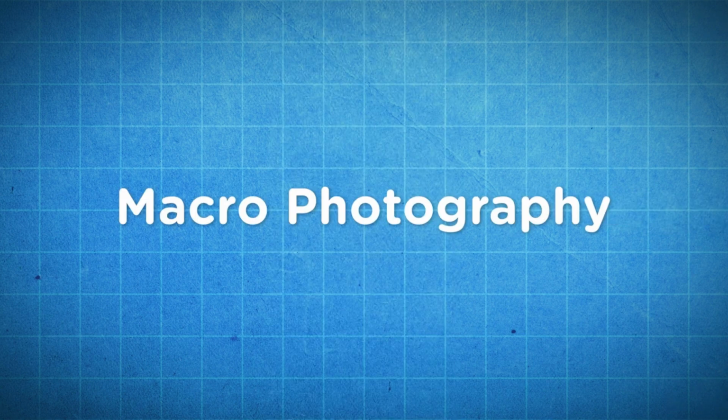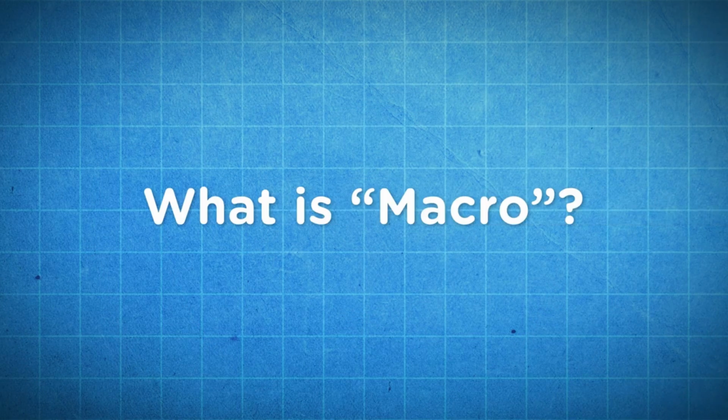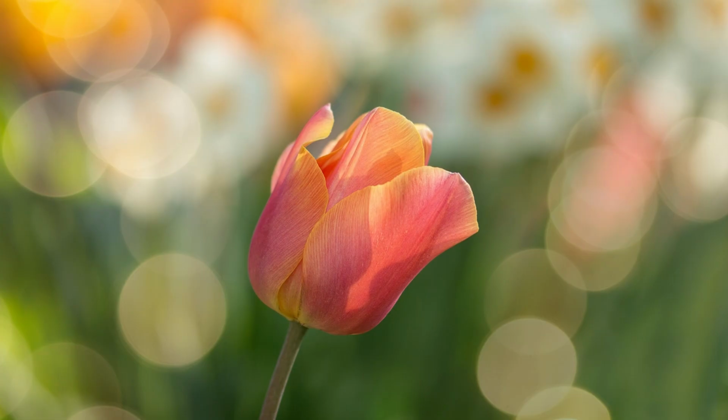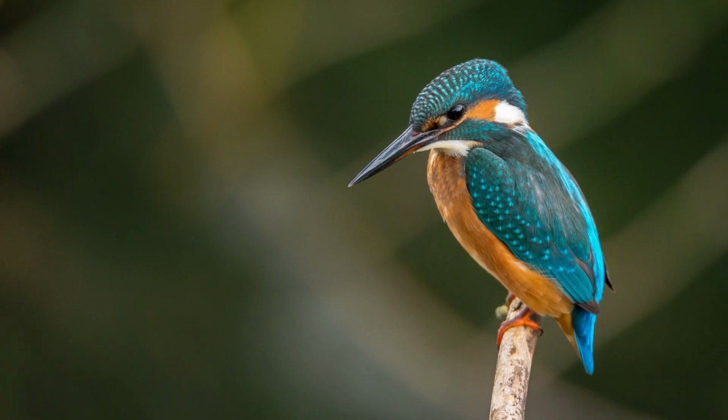Okay, so now I'm going to talk about macro photography, and I'm going to go outside and show you an example of how I do this myself. So what is macro? Macro is just a film term for shooting extreme close-up, commonly done on insects and plants and other forms of nature.